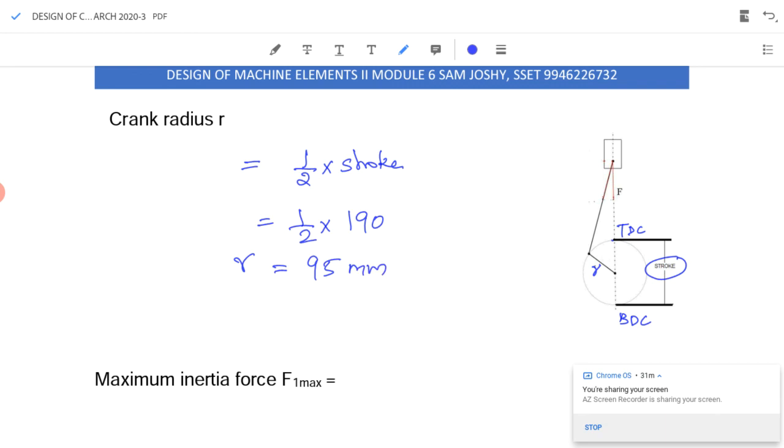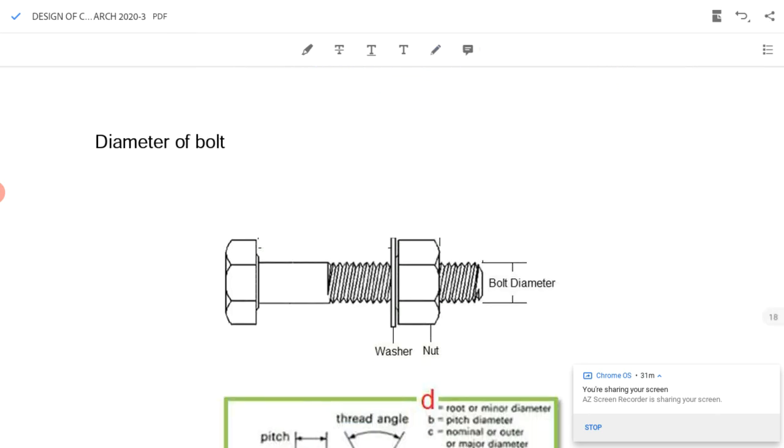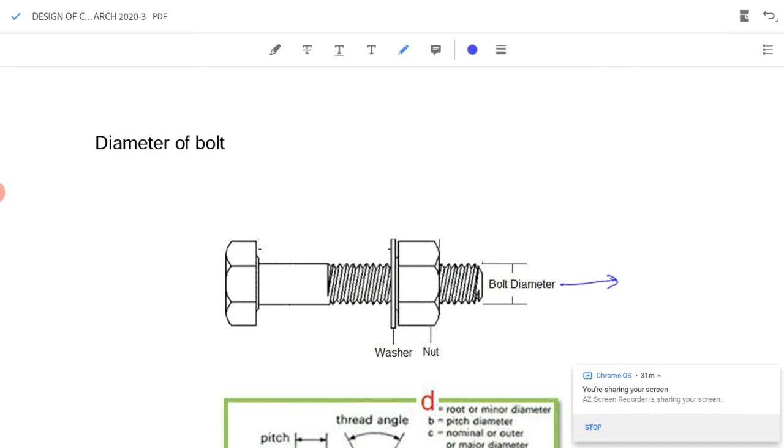Now we have all these values, L by R, all these values. Now I can substitute. I will get maximum inertia force equal to 9340 Newton. Now this inertia force is acting on the bolt. So it will try to pull the bolt on both sides. So it will fail. Where can it have a failure? It will have a failure at the thread section, because it is the weakest section. There is stress concentration. It will have a crack along this section.